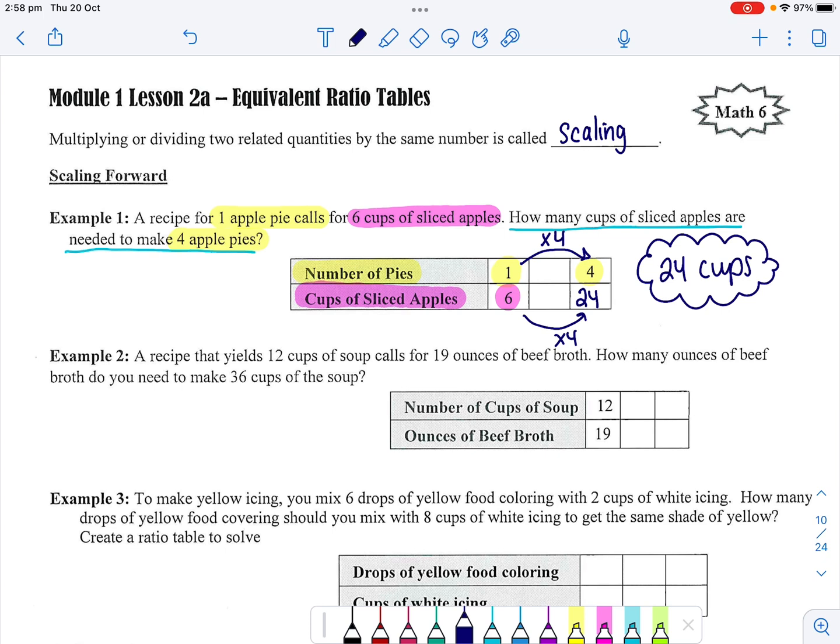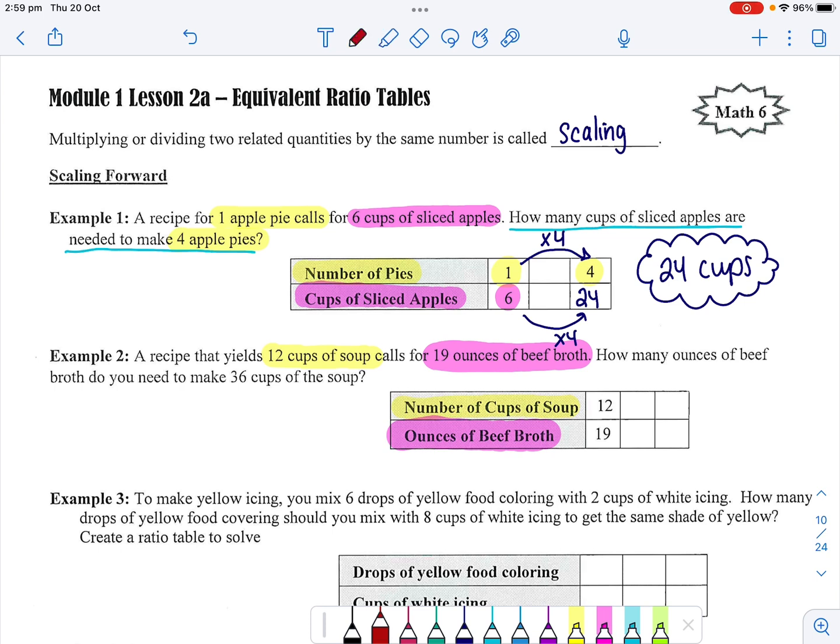In example 2, it says a recipe that yields 12 cups of soup. So that's going to be my yellow, my first number, calls for 19 ounces of beef broth. There's my second value. And I'm going to look at my table, the number of cups of soup and the ounces of beef broth. Okay. So it says 12 cups of soup. There's my 12 in the top part of the box, 19 ounces of beef broth. There is my 19 on the bottom.